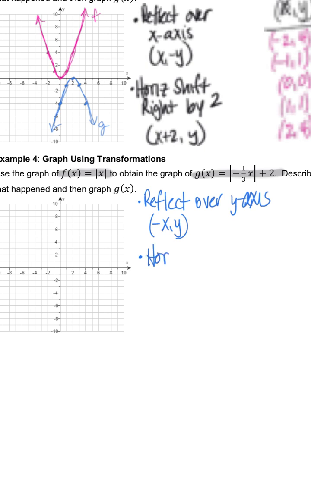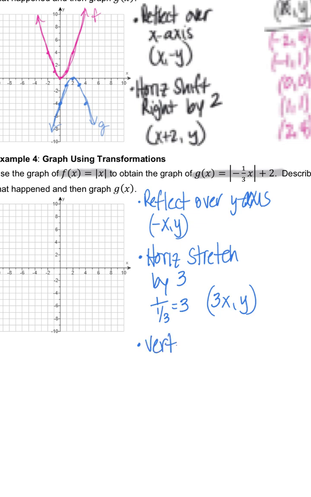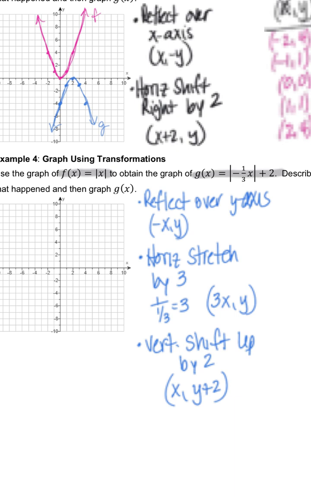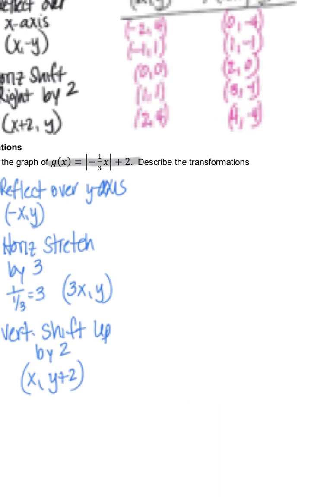Then we've got the horizontal stretch by 3 because this is the 1/a thing, because 1 divided by 1/3 is 3. So that means multiply your x's by 3. Your y's don't change in this one. And then our third rule is to vertical shift up by 2. So that's going to be x, y plus 2. Now combine all 3 of your rules together. So take our original x, y. So we got -x, then 3, and x. So this is going to be -3x.